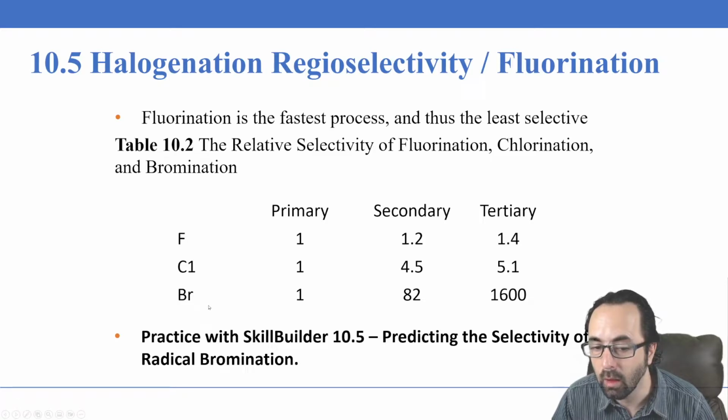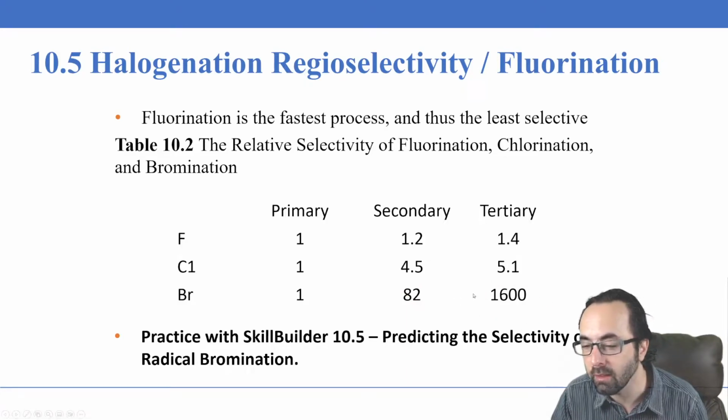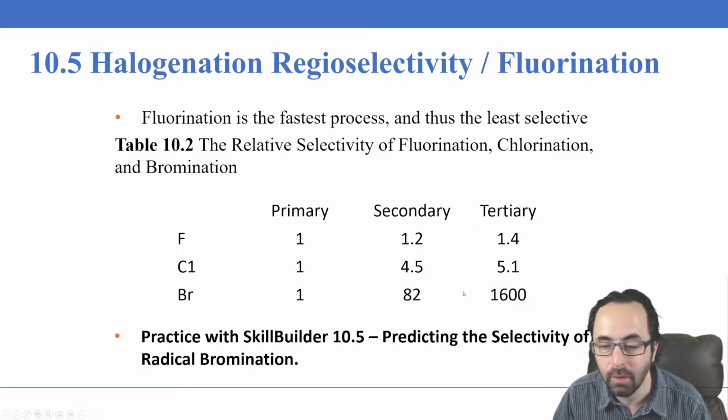And then adding bromine to a primary position is very slow. Secondary, somewhat faster, but tertiary is way, way faster. So the addition of bromine is going to basically only happen at the tertiary position if that is available. It's way, way faster than secondary, which is way, way faster than primary.